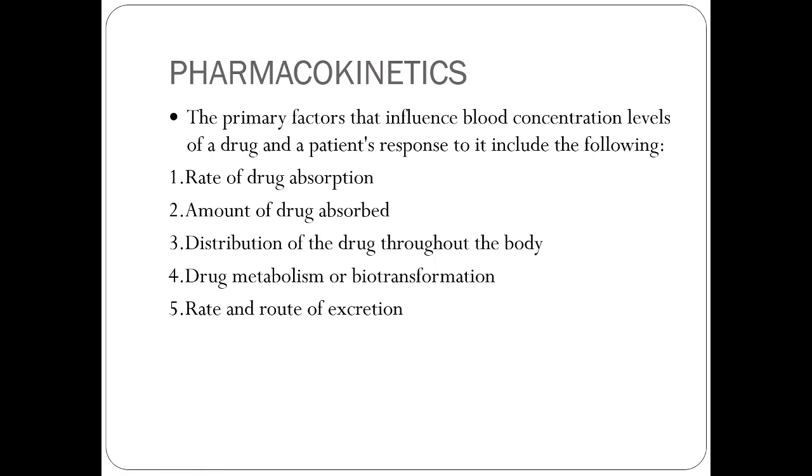So primary factors that influence blood concentration levels of a drug and a patient's response to it include the following: the rate at which the drug is absorbed, the amount of the drug that is absorbed. So some drugs are not completely absorbed. Some parts of the drug may be excreted before they're absorbed. The distribution of the drug throughout the body, the drug metabolism or biotransformation and how long that takes, the rate and route of excretion.